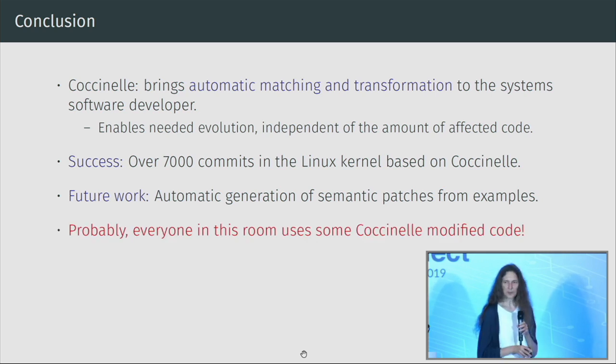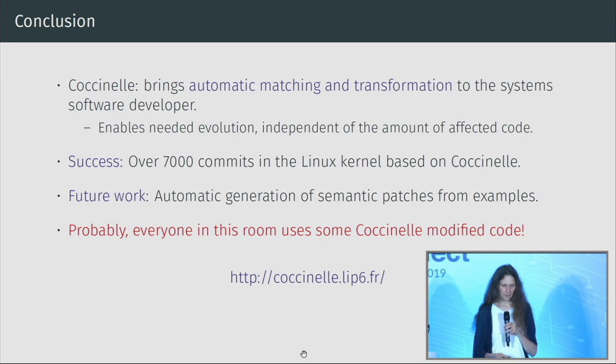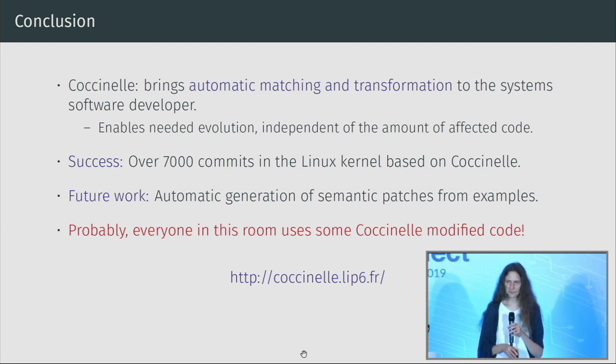Probably at this point, everybody in this room uses some code that has been touched by Coccinelle in some way. And if you would like to use our tool, you can look at our website. You can also find it on GitHub. So, thank you.